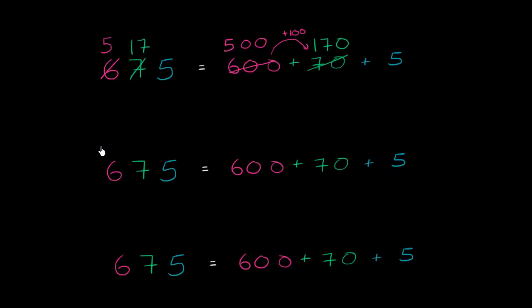Now, we could keep doing that. We could regroup some of this value in the tens place to the ones place. So, for example, we could give 10 from the tens place to the ones place. Let's take 10 away from here. So that becomes 160. This becomes 16. And let's give that 10 to the ones place. What does the ones place now become? Well, 10 plus 5 is 15. So this 5 is now a 15.